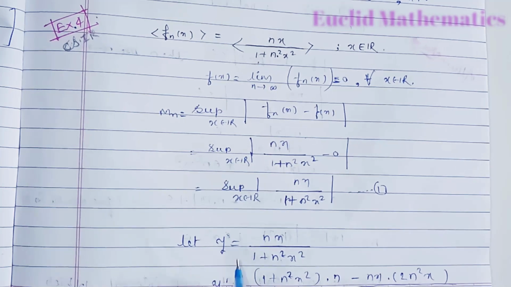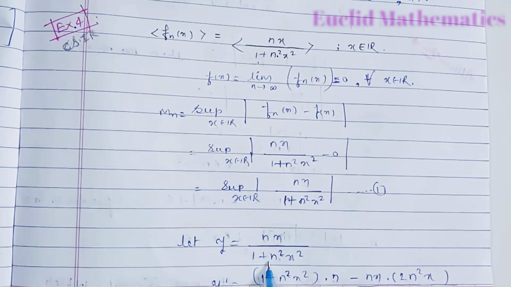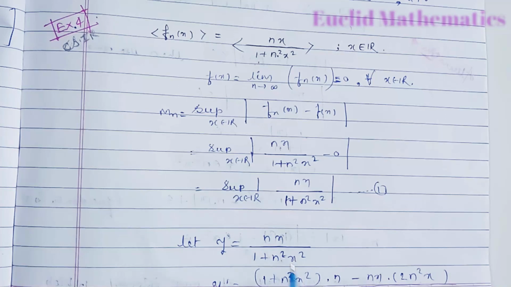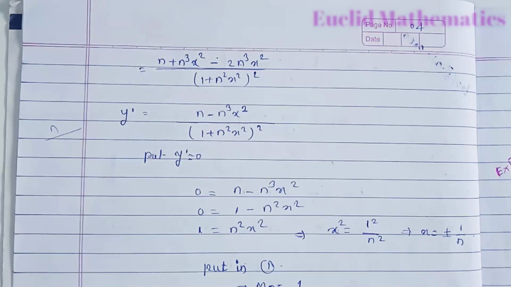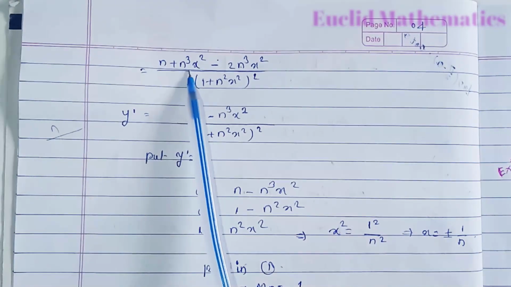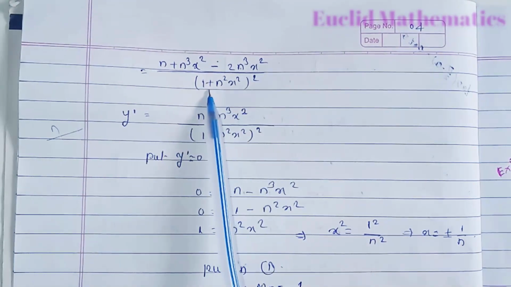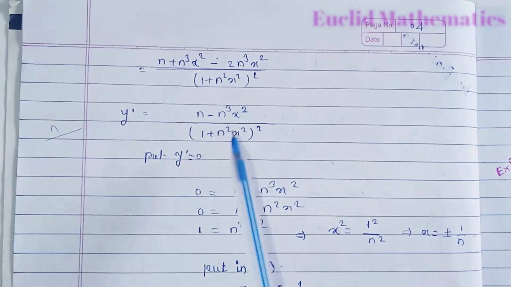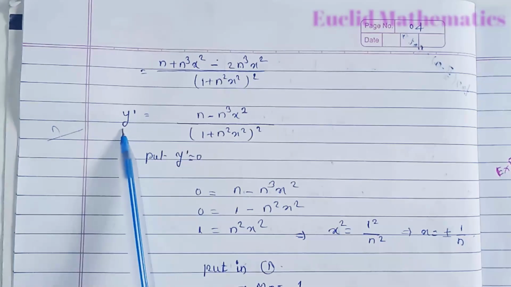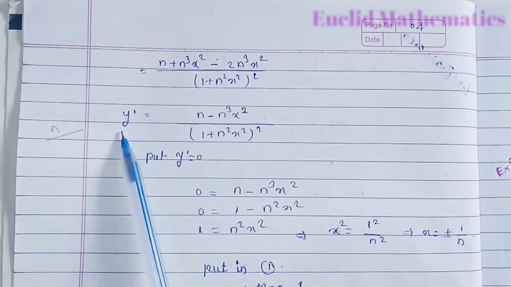So differentiate y to get y dash. It is u by v, so apply the quotient rule of differentiation here: v into derivative of u minus u into derivative of v, upon denominator v square. Then we get n plus n cube x square minus 2n cube x square upon (1 plus n square x square) whole square. For finding this value, put y dash as 0.